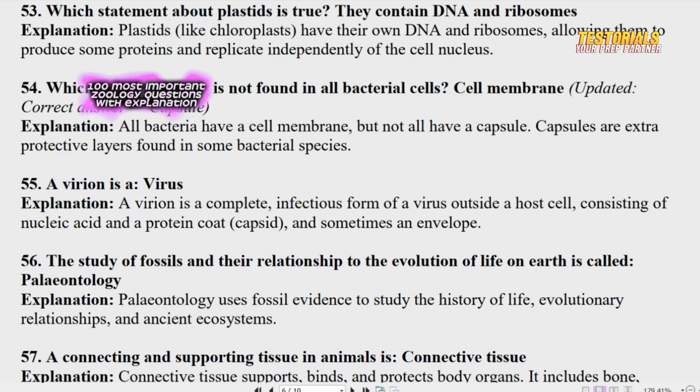56. The study of fossils and their relationship to the evolution of life on Earth is called paleontology. Explanation: paleontology uses fossil evidence to study the history of life, evolutionary relationships, and ancient ecosystems.